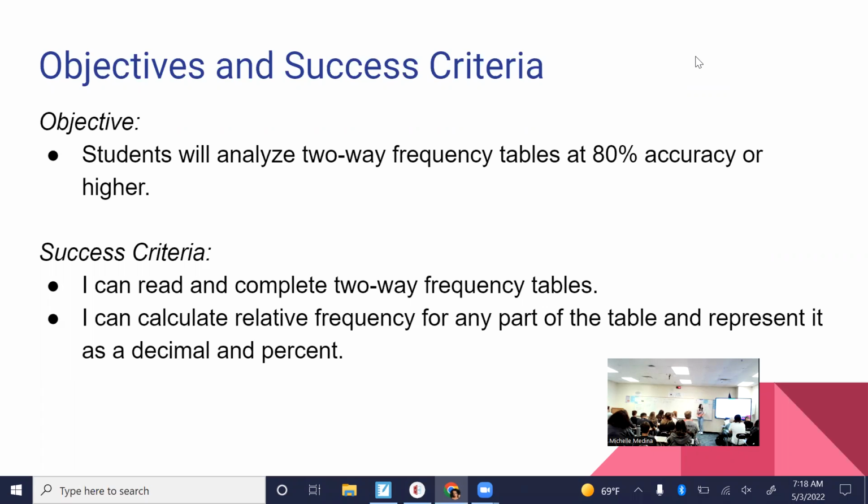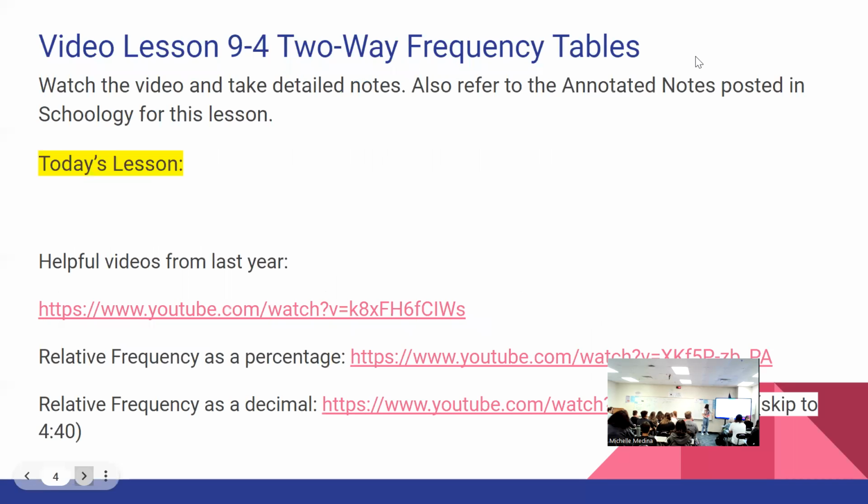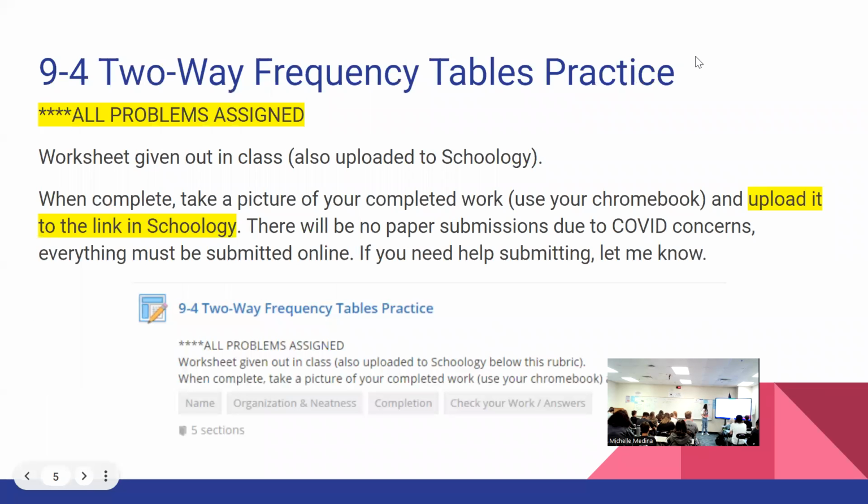First is that you can read and complete two-way frequency tables. And then, can you calculate the relative frequency for any part of the table and represent it as a decimal and percent. I am recording now, I'll link it in here, but there are also a lot of helpful videos online, these two specifically for how to do the relative frequency, which is what you'll see on the test. The test is asking you about relative frequency.